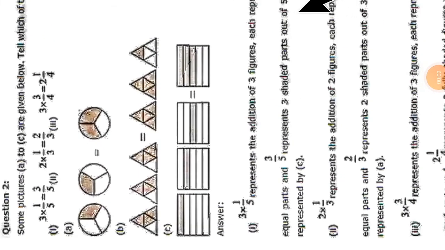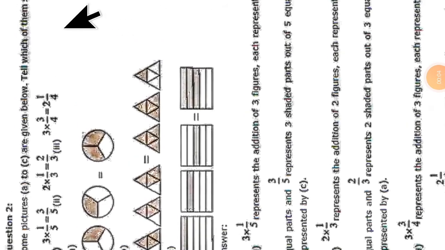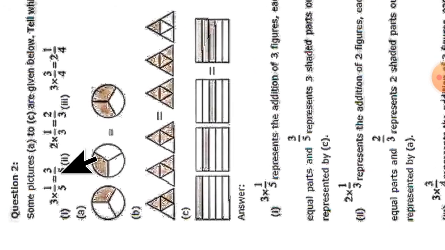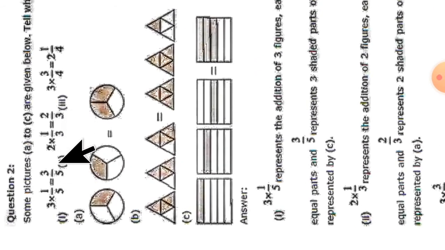Question number 2. Some pictures A to C are given below. Tell which of them show the given fractions. 1, 2, 3 questions are given. 3 into 1 upon 5 equal to 3 upon 5. 2 into 1 upon 3 equal to 2 upon 3. And 3 into 3 upon 4 equal to 2 integer 1 upon 4.